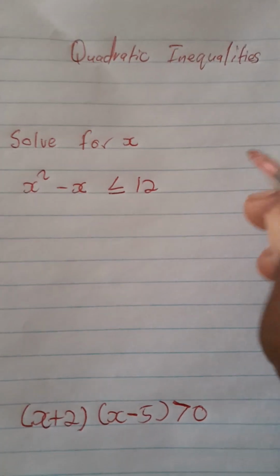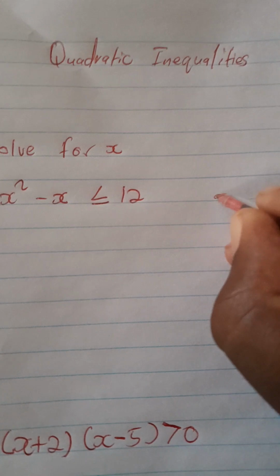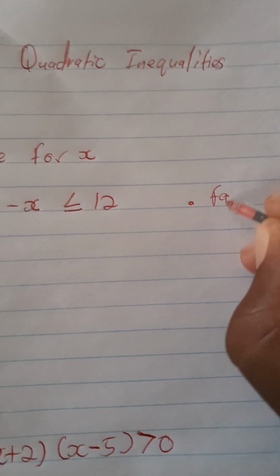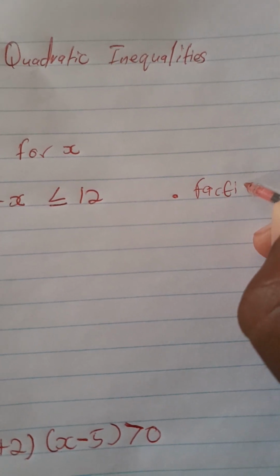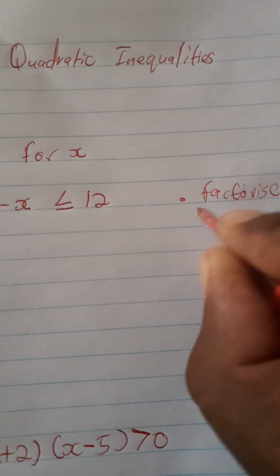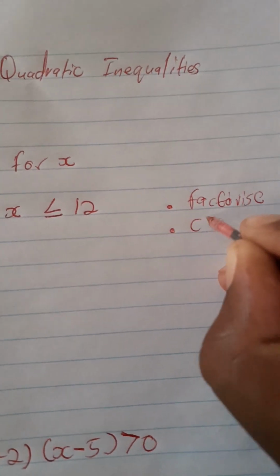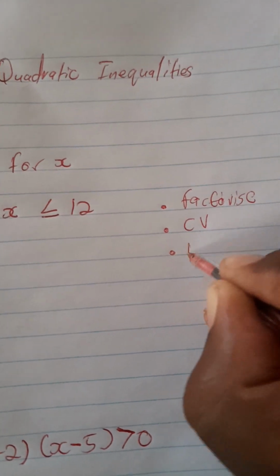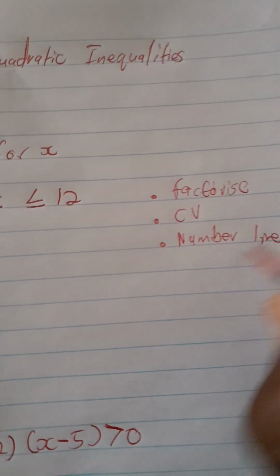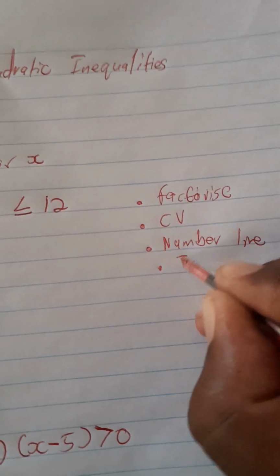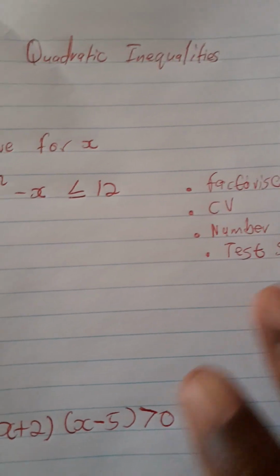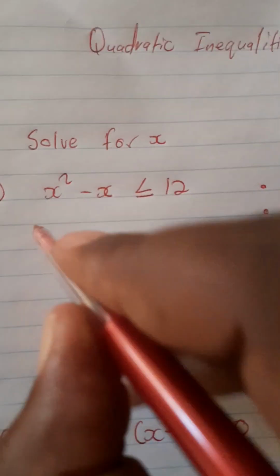Well, first thing first, guys, let me take you through the steps that are required here. First thing first, you factorize. If it's factorized, you just work out the critical values. Then the third step will be the number line. You're going to work with a number line. The fourth step will be to test your solutions, right? Okay, let's put this into practice.